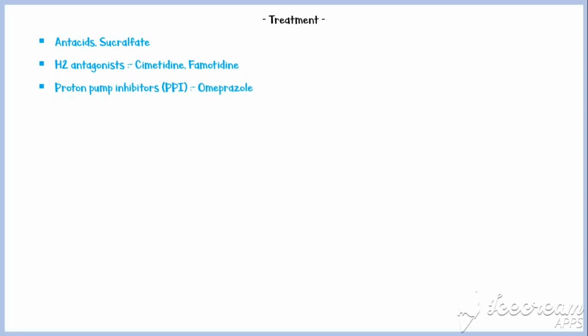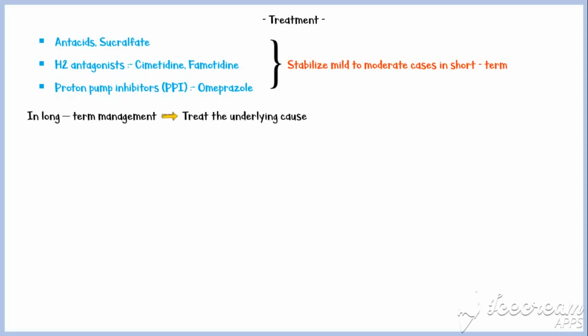Finally, let's discuss the treatment of acute gastritis. Over-the-counter drugs such as antacids and sucralfate, histamine receptor antagonists such as cimetidine and famotidine, and proton pump inhibitors such as omeprazole can stabilize mild to moderate cases in the short term. However, in long-term management, you need to treat the underlying cause. This may include avoiding non-steroidal anti-inflammatory drugs, caffeine, and alcohol, quitting smoking, eradication of Helicobacter pylori, etc.